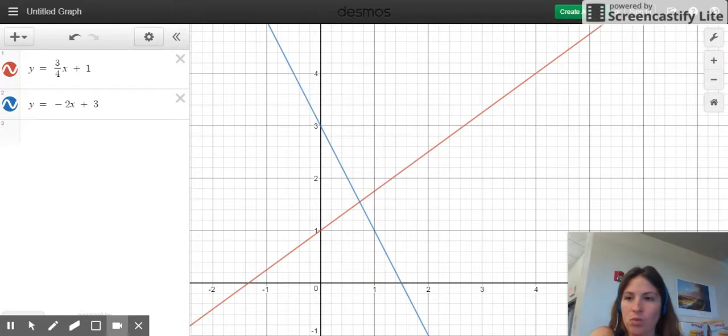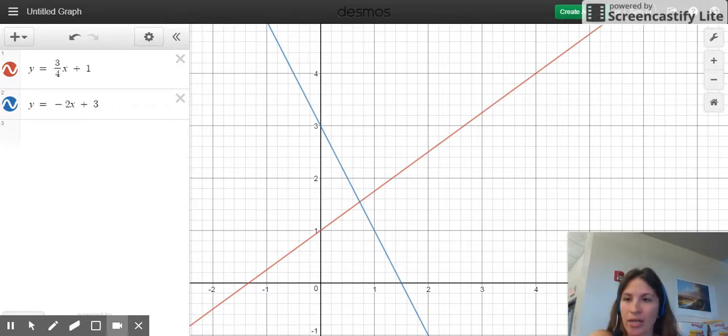The red one is y equals 3/4 x plus 1, and the blue one is y equals negative 2x plus 3. You'll notice that they're both in y equals mx plus b form, and they both create straight lines. To look closely at the slope, you have to look in front of the x. So the slope in the red line is 3/4, and the slope in the blue line is negative 2. The y-intercept of the red line is positive 1, and the y-intercept of the blue line is positive 3.